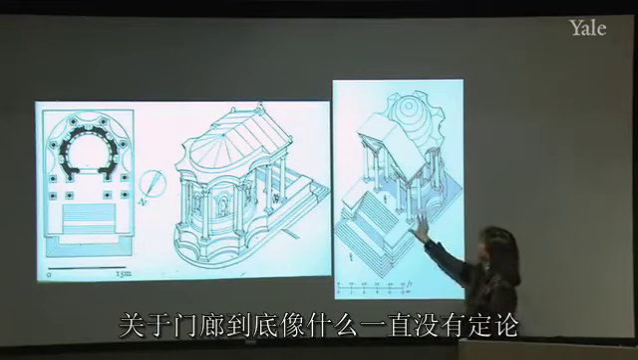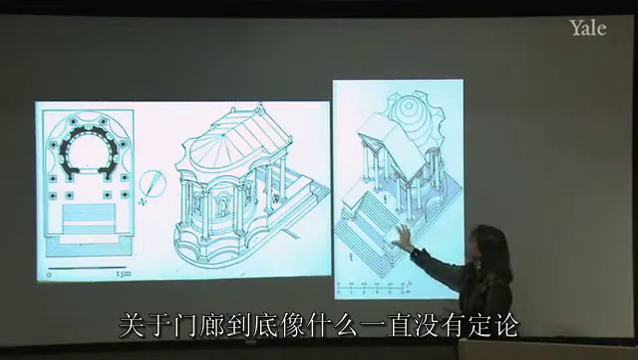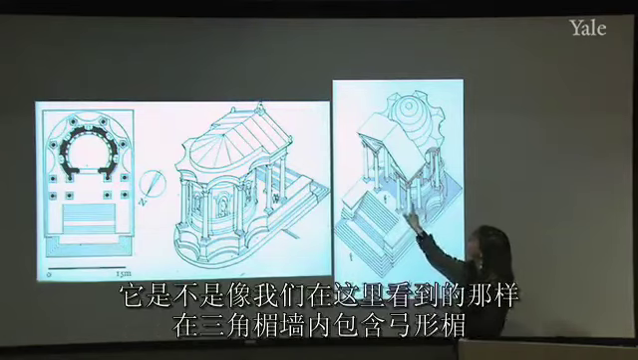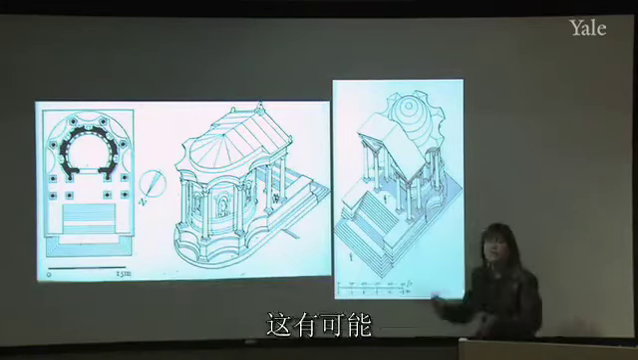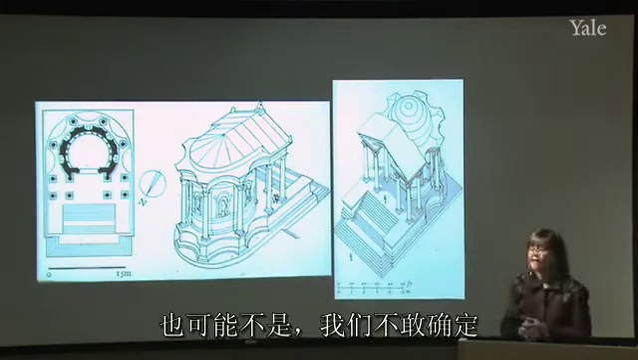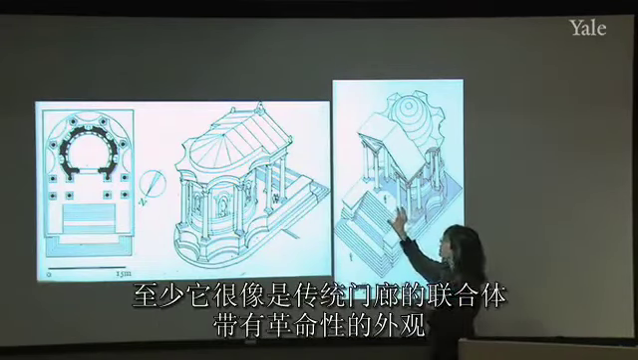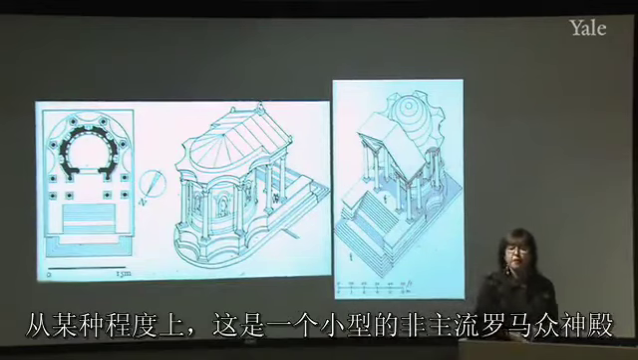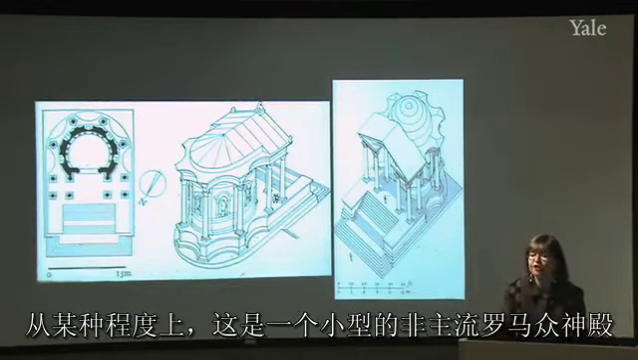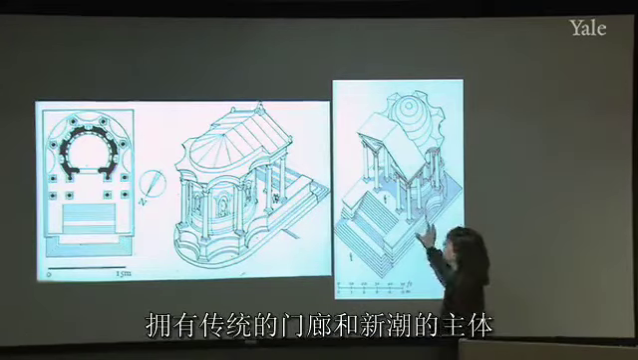There's a great deal of controversy as to what the porch actually looked like, whether the porch had what we see here, which is an arcuated lintel inside a triangular pediment. That's possible. It may not have had that. We're not absolutely sure. But at the very least, we have this combination of what seems like a relatively traditional porch with an innovative body. It is, in a sense, a small version and a very eccentric version of the Pantheon in Rome with that traditional porch and revolutionary body.